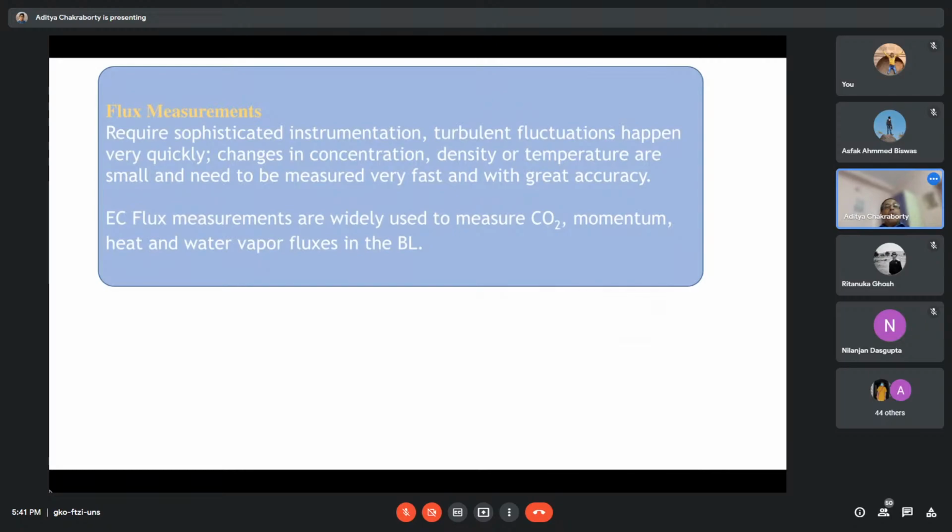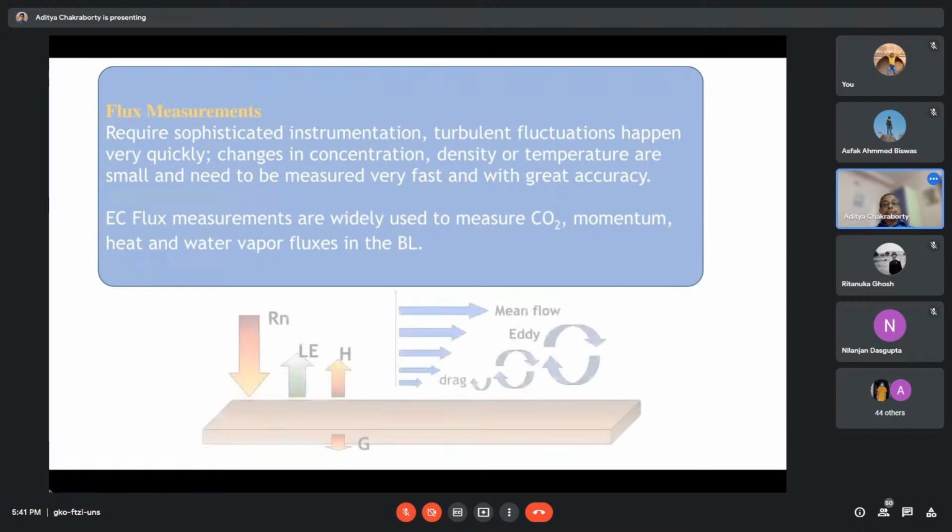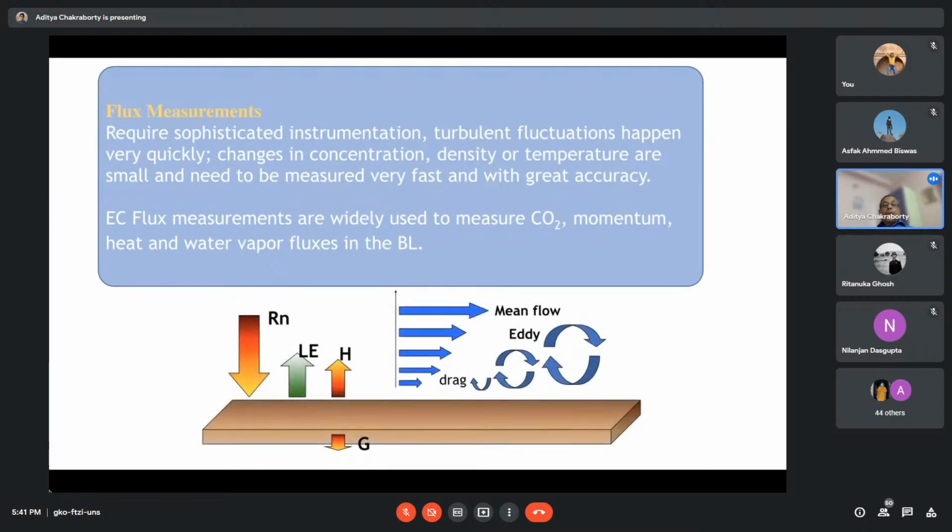So how do we do flux measurements? It requires sophisticated instrumentation. Turbulent fluctuations happen very quickly, and changes in concentration, density, or temperature are small, and they need to be measured very fast and with great accuracy. So EC flux measurements are widely used to measure carbon dioxide, momentum, heat, and water vapor fluxes in the boundary layer. So here I show the components.